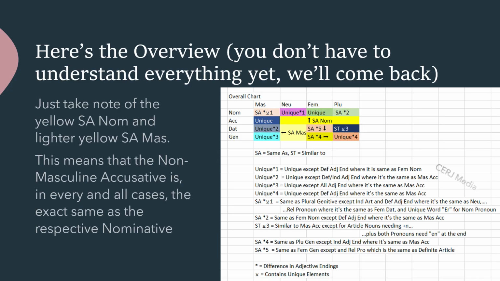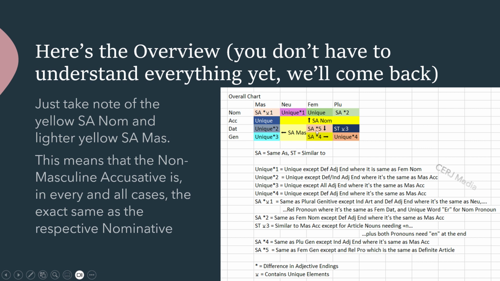So, here's the overview. Don't worry, you don't have to remember any of this. You don't have to know any of this or understand any of this quite yet. We're going to get to it later, but I just want to give you a general idea of the overall chart. When I say this is the overall chart, I mean this is talking about everything. This is talking about pronouns, or third-person pronouns, relative pronouns, definite articles, indefinite articles, adjective endings, definite, indefinite, and unpreceded. And noun endings.